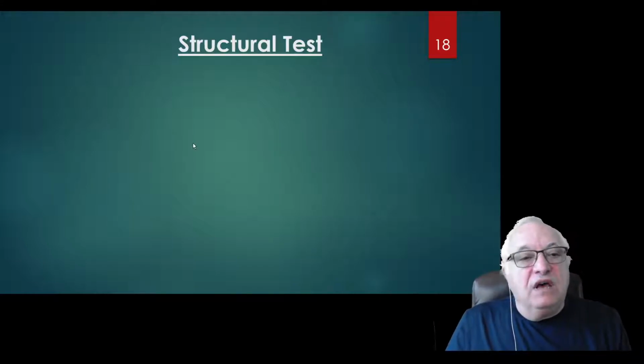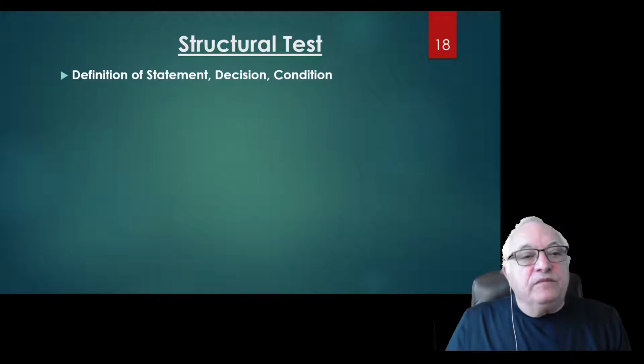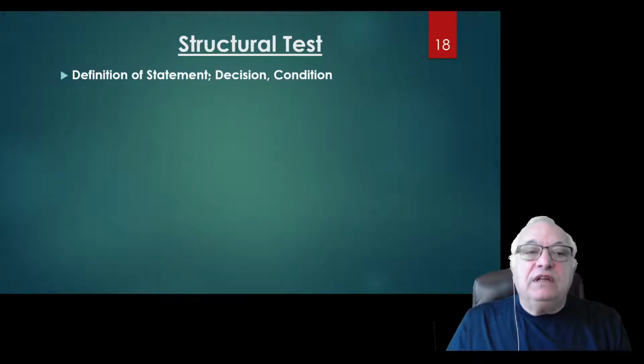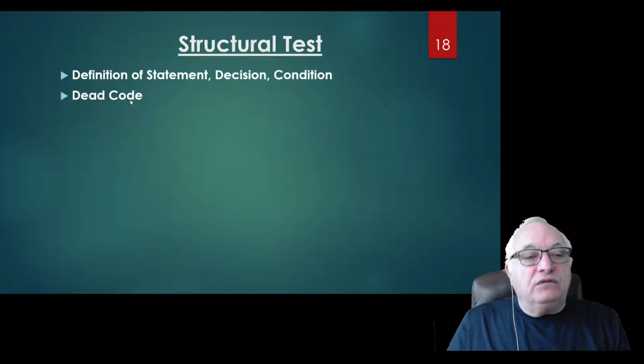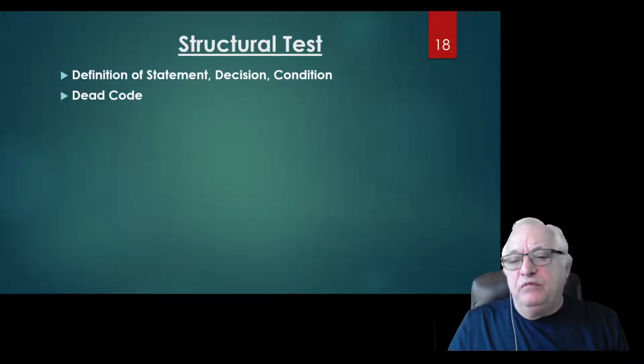So let me recap the whole thing. I gave you the definition of what a statement is, which is a line of code, then the definition of decisions, and the definition of conditions. I also talked about dead code, which is code that's never going to be exercised. Somehow it did not get removed from the program. Somebody figured out that it wasn't going to do any harm.